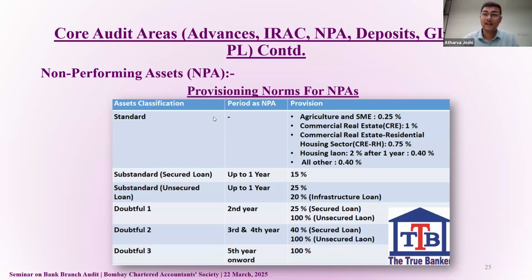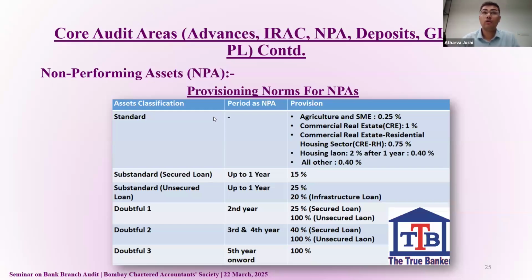Now moving towards the second class, that is doubtful asset. An asset would be classified as doubtful if it has remained in substandard category for a period of 12 months. Now, if the asset is classified as doubtful for a period of up to 1 year, the secured portion of the asset should be provided with 25%, whereas 100% provision will be made on unsecured portion of the loan. In case the asset is doubtful for more than 1 year up to 3 years, 40% of the provision would be made on the secured portion, whereas unsecured portion would be 100% provided for.